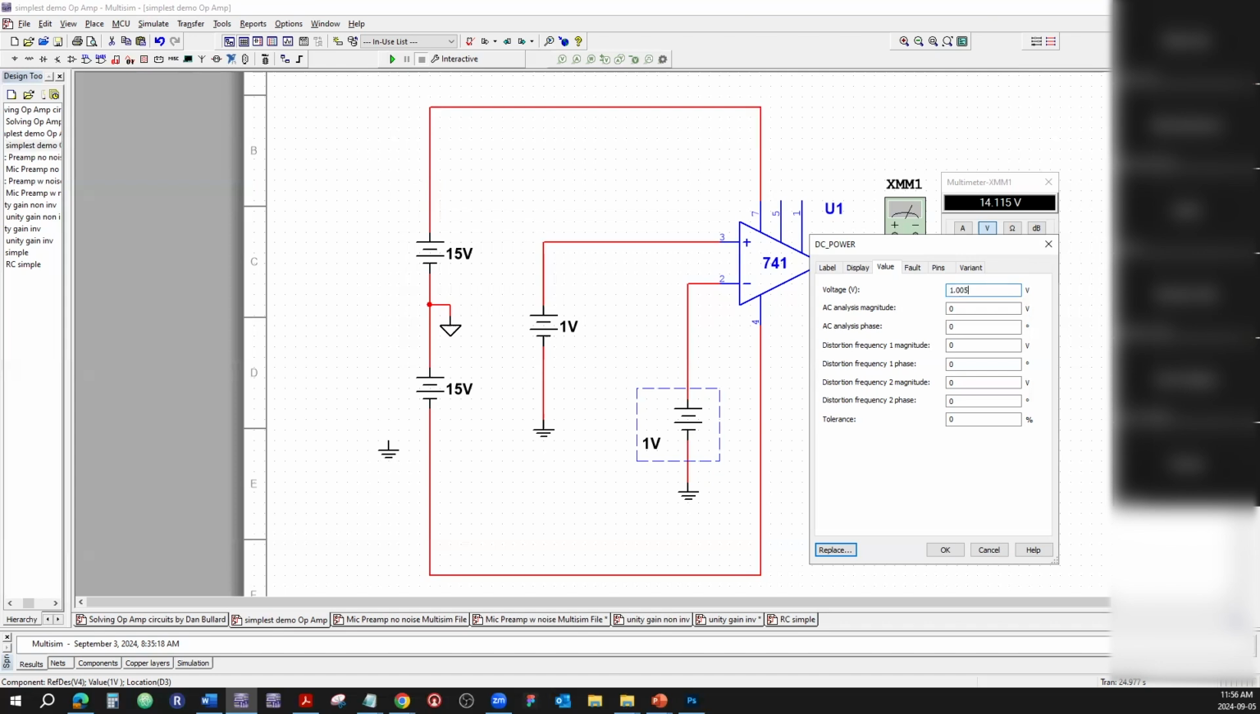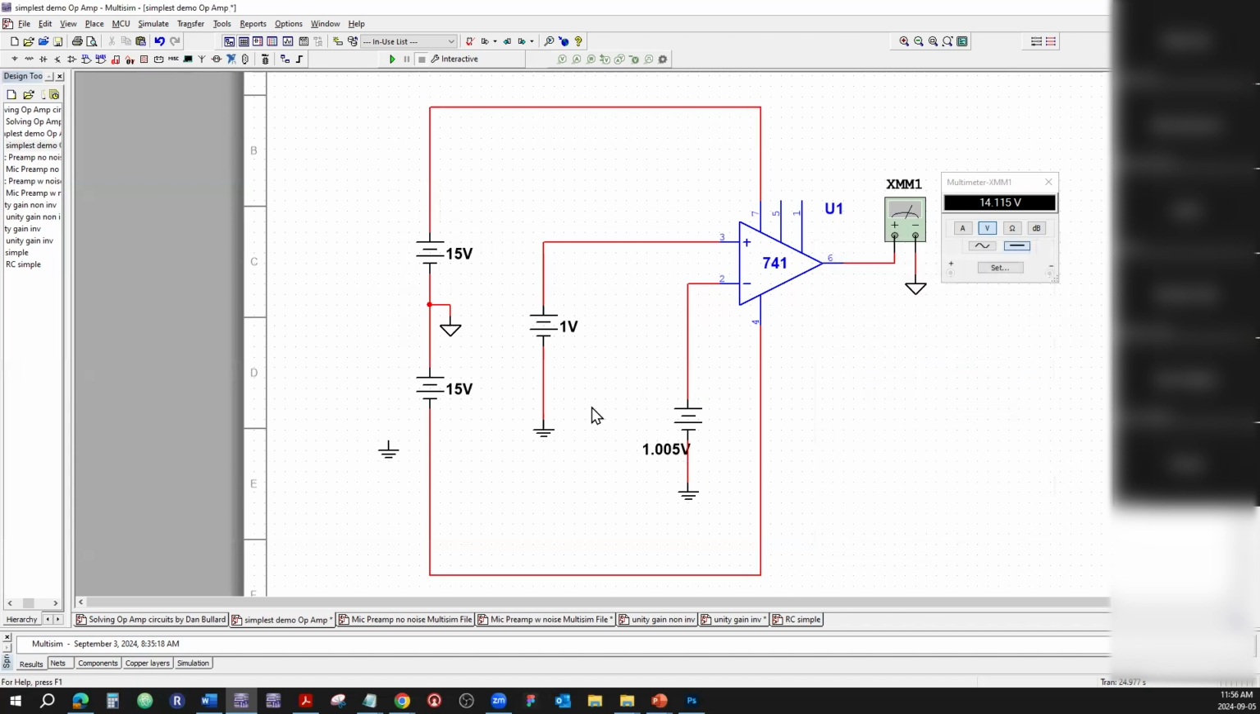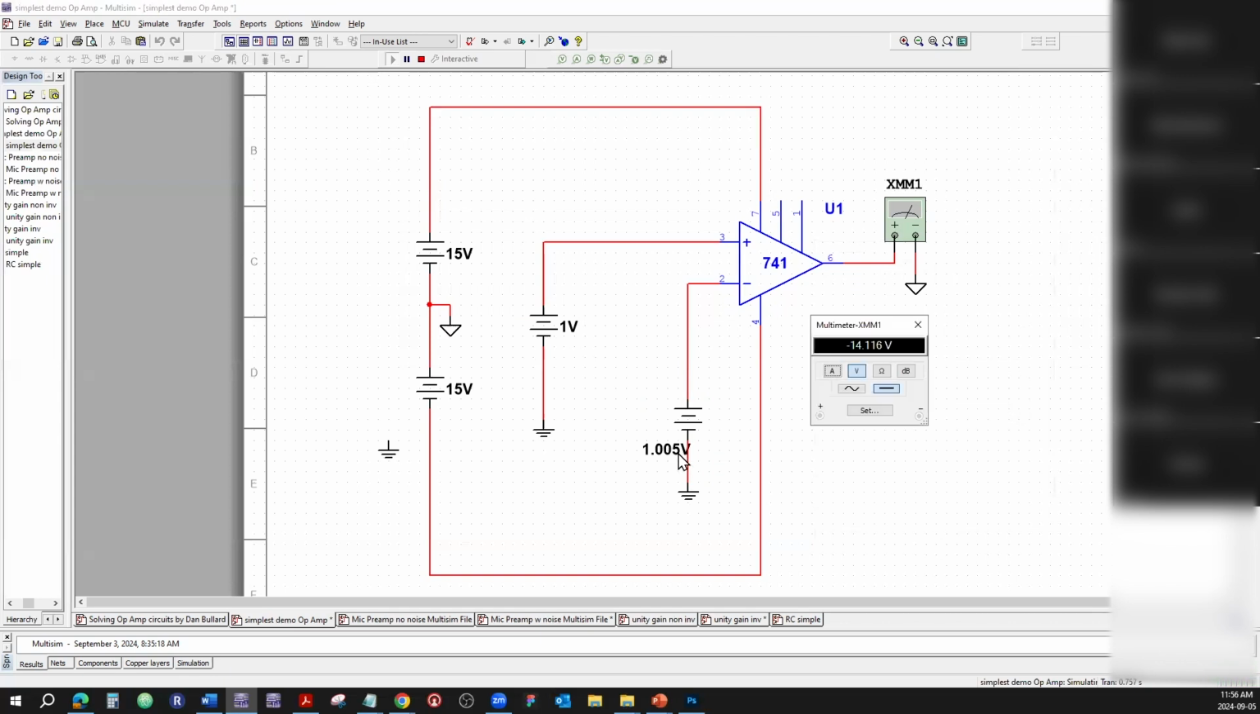1.005 volts. Slightly different, slightly bigger. So this here is a slightly higher voltage than that, so it should take the output all the way down. Let's see. Oh, look at that. It just took it all the way. See, just a very, very small difference.